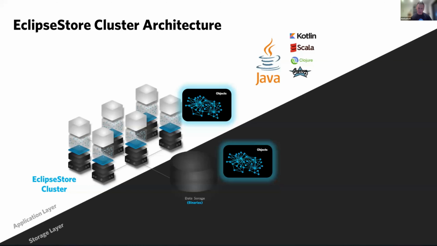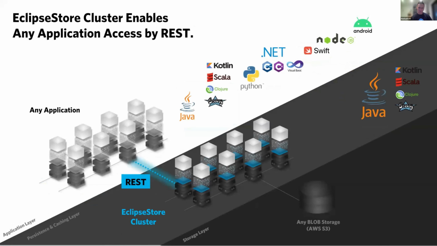It's an in-memory database on an eventual consistency approach, in the current version. If you want to build serverless functions, stateless applications, or .NET or Python applications, you can also use REST to get access to an EclipseStore cluster. And this is the same for third-party applications. They can get access very easily and query EclipseStore clusters by using REST or GraphQL.